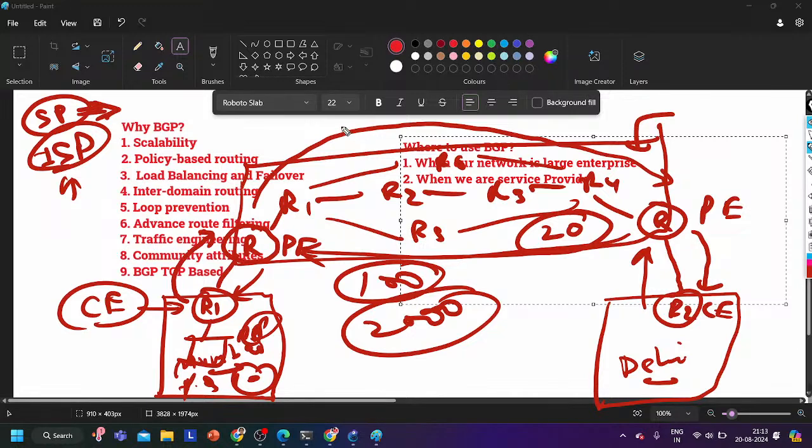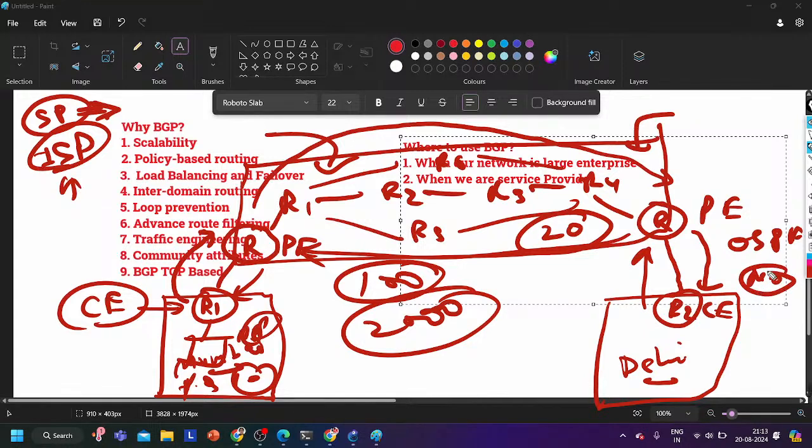So the service provider is not going to use an IGP protocol. Definitely it will be using an EGP protocol, exterior gateway routing protocol. And between PE to CE, which routing protocol will I use? Tell me, between PE to CE. Can I use OSPF? The answer is no.